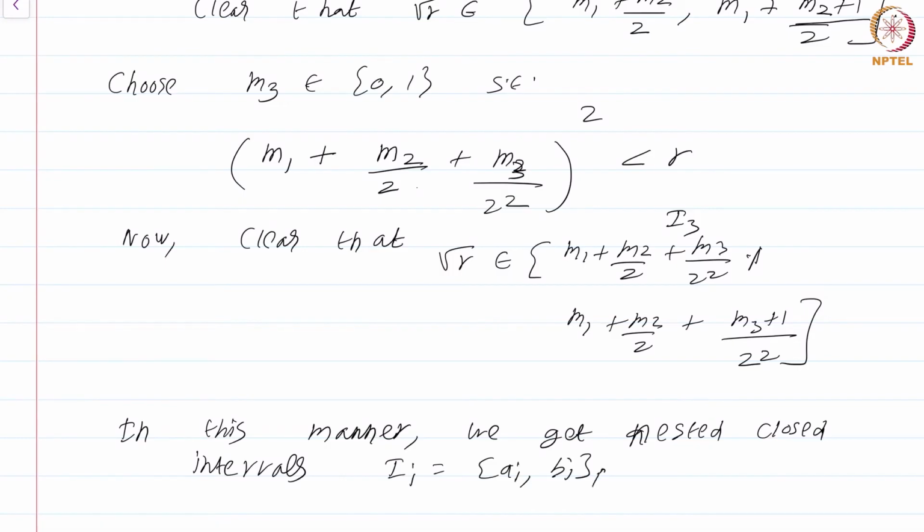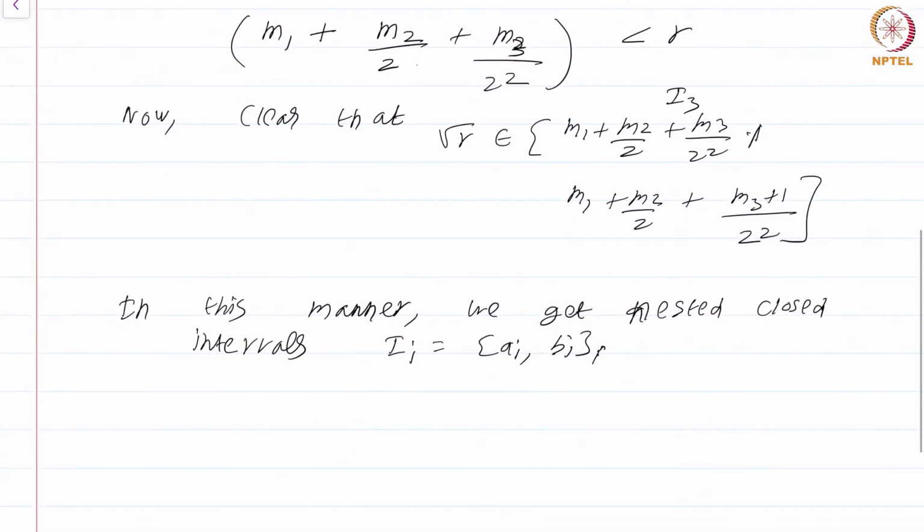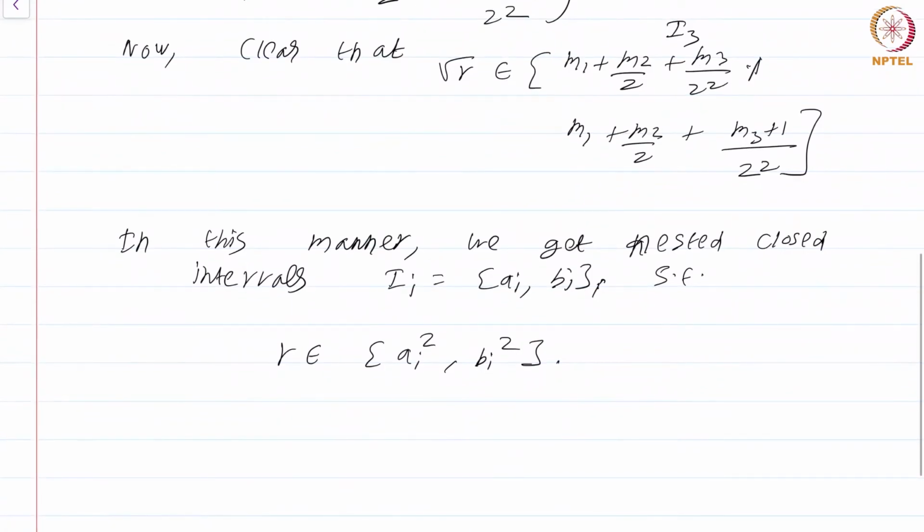Okay. The property of these [ai, bi] is that they are intervals such that r is always an element of [ai², bi²]. That's the way these intervals are constructed. Fine. Now, key fact. Check that |bi − ai| is less than 1/2^(i−1).